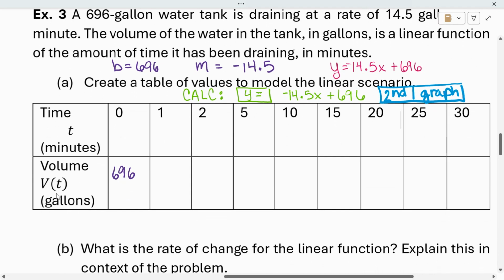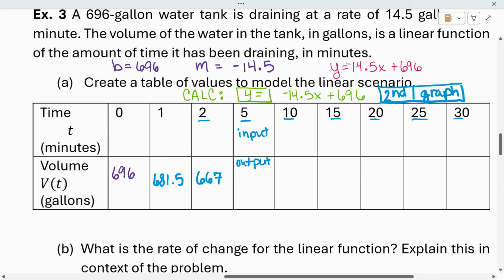Okay? So when x is 1, after 1 hour, I have 681.5 gallons. After 2 hours, I have 667 gallons. Now, I want you to see that your time increments change, right? Because I'm just trying to get you used to looking for the input. This is your input value, so you can determine the output. So I didn't go specifically in order.